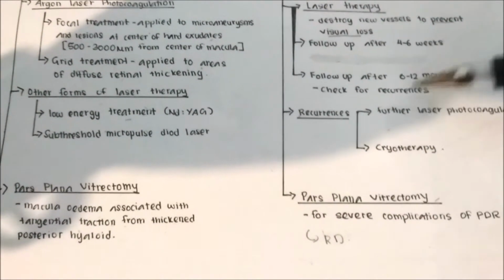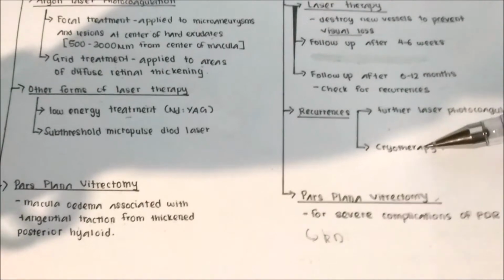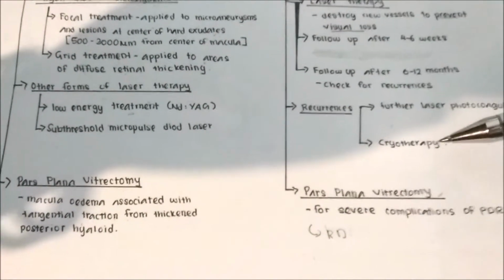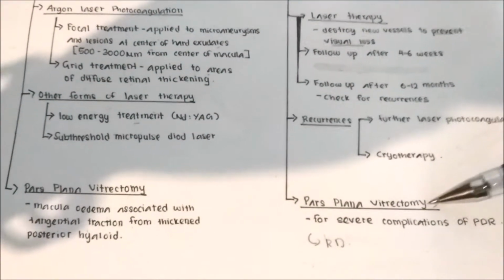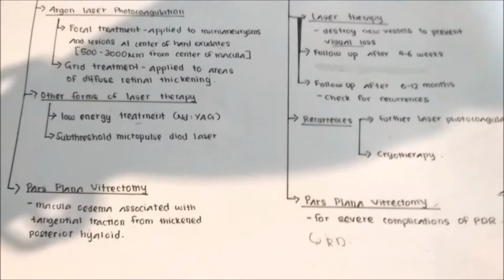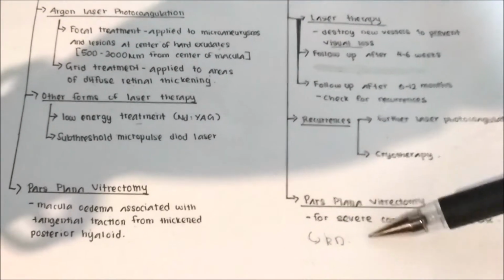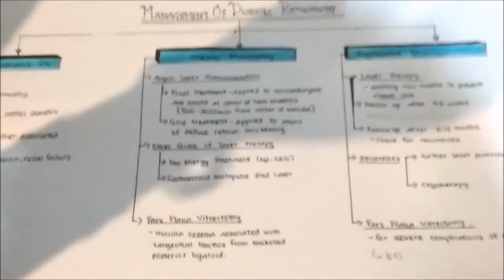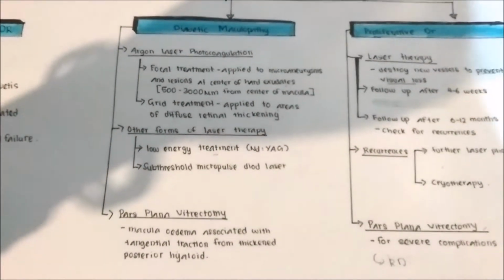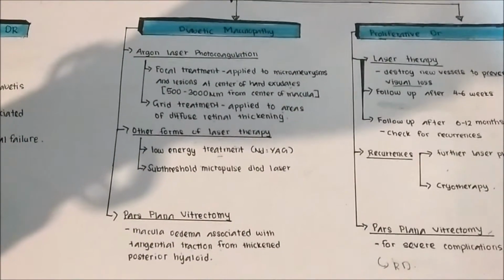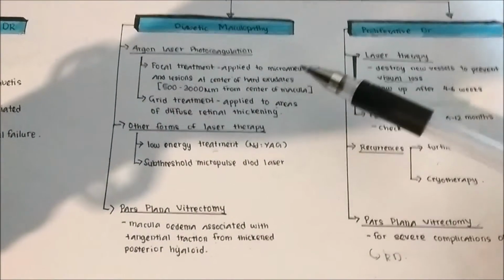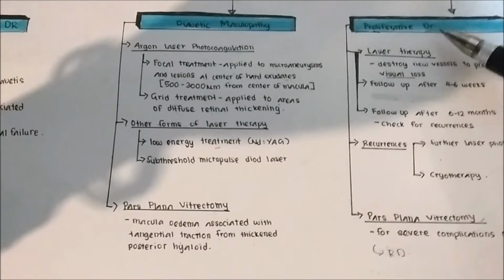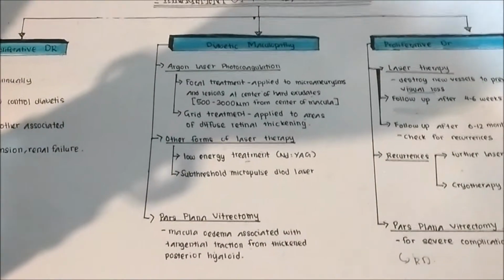If there is any recurrence, you can do further laser coagulation or cryotherapy, which is actually using very freezing temperature to destroy the new vessels. We can also do pars plana vitrectomy here for severe complications of PDR, which is associated with retinal detachment. So we have lots of types of treatment. The main treatment is actually laser treatment, but for diabetic maculopathy and PDR, the aim is different. Here it is to reduce the leakage of blood vessels. Here it is to damage the new vessels. So this is the management of diabetic retinopathy.